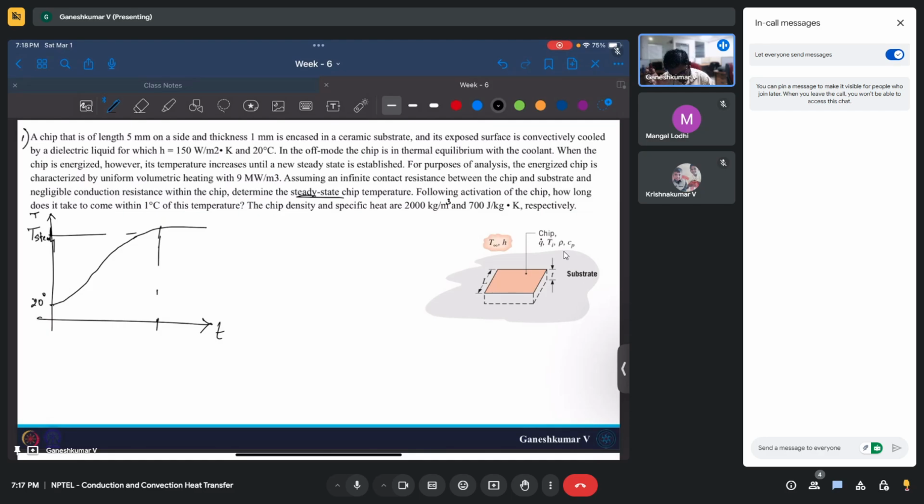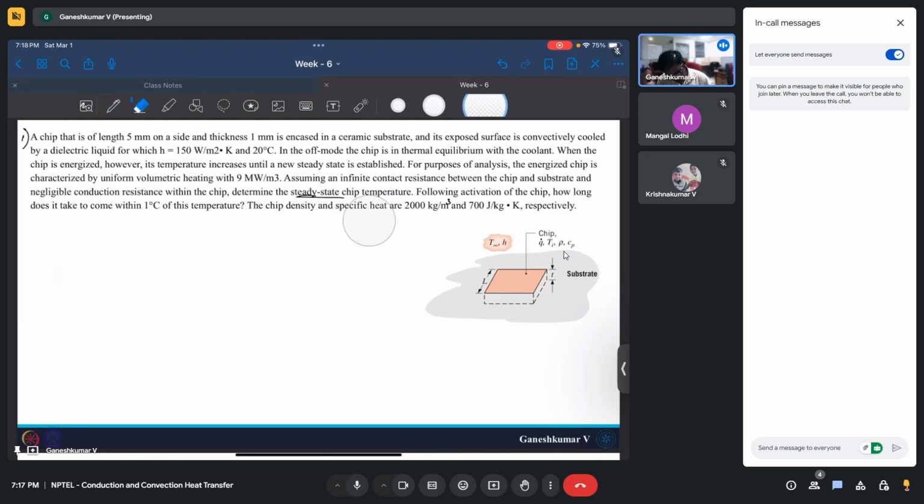Now if it is 1 degree less than the steady state, how much time does it take? They want to know how much time it takes to reach near the steady state value. I drew this for your understanding. I hope the question is clear. So we have to calculate two things: one is the steady state temperature, another is the time taken to reach 1 degree less than the steady state temperature.